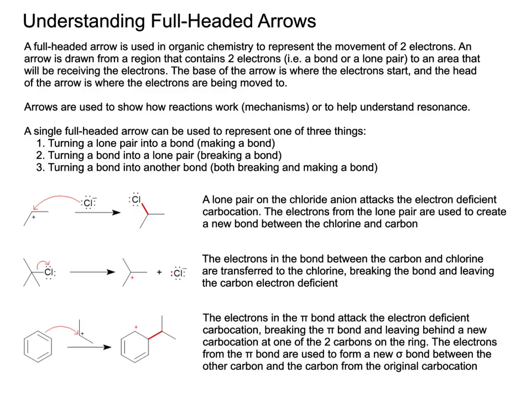In our third example, the electrons in the pi bond on the benzene ring attack the electron-deficient carbocation, breaking the pi bond and leaving behind a new carbocation at one of the two carbons from the ring. The electrons from the pi bond are used to form a new sigma bond between the other carbon from the ring and the carbon from the original carbocation.